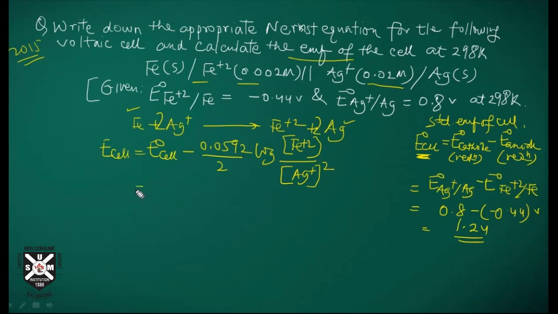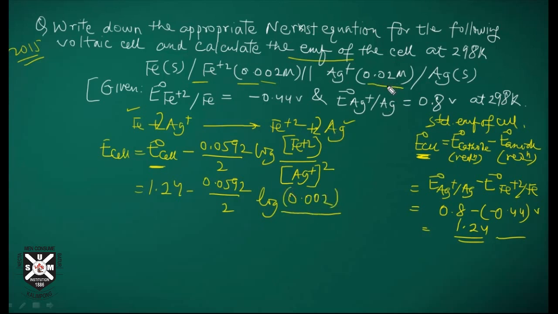Remember that. Now you have E naught cell equal to 1.24. So 1.24 minus 0.0592 divided by 2 log the value of Fe 2+. The concentration of Fe 2+ is 0.002.